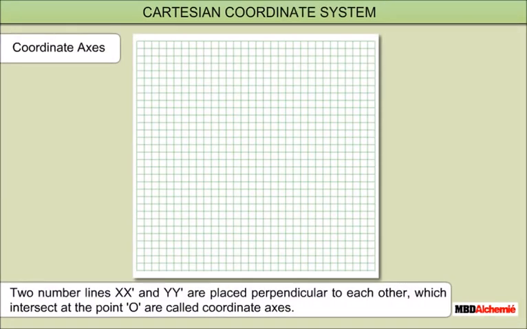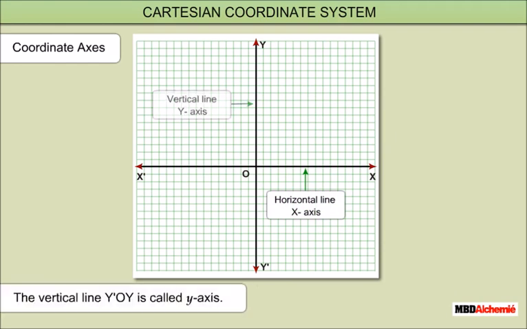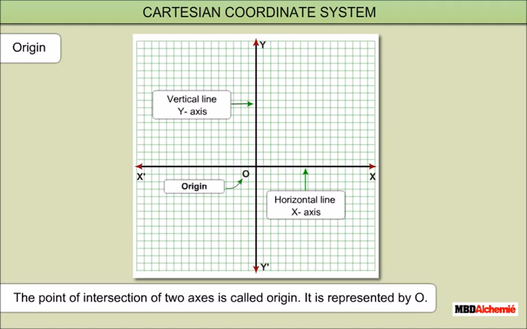Coordinate axis: Two number lines X'X and Y'Y are placed perpendicular to each other and intersect at the point O. They are called coordinate axis. The horizontal line X'OX is called the x-axis. The vertical line Y'OY is called the y-axis. The two lines X'OX and Y'OY together are called coordinate axis. Origin: The point of intersection of the two axes is called origin. It is represented by O.